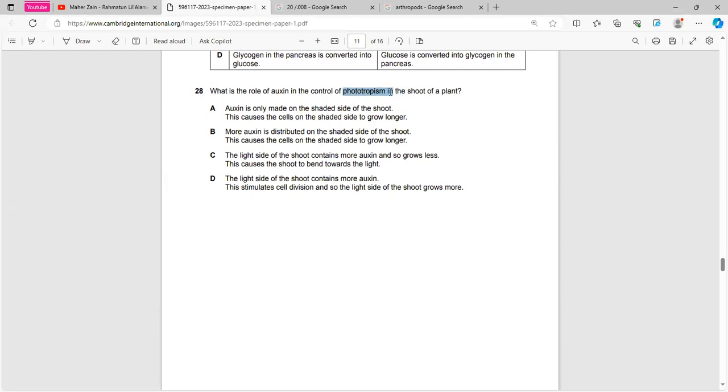Phototropism is the phenomenon in which, for example, a plant is in shade, so the plant needs sunlight to grow. So it's an adaptation of the plant to grow longer so that it can easily reach the sunlight. So more oxygen. The correct answer is B. More oxygen is distributed on the shaded side of the shoot so that the shaded side can grow longer and eventually reach the light.